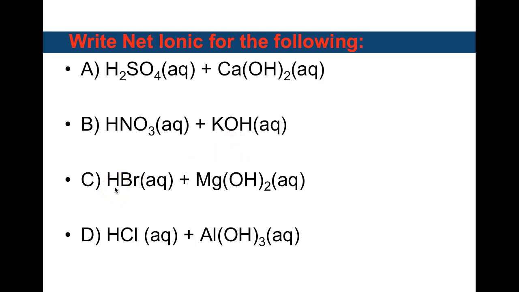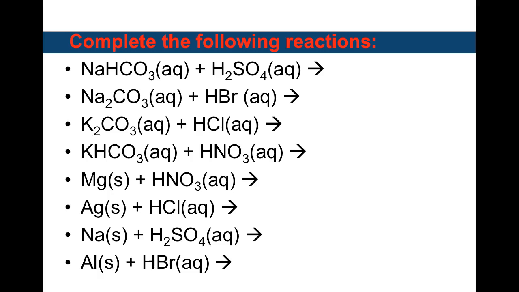One H but two OHs means you need a 2 coefficient here. So two H's, two OHs, two waters. You have three OHs and one H, you need a coefficient of 3. So then 3 H's, 3 OHs, 3 waters. That will be the net. You can try these out, complete the following reactions for practice. All right, we will stop here.